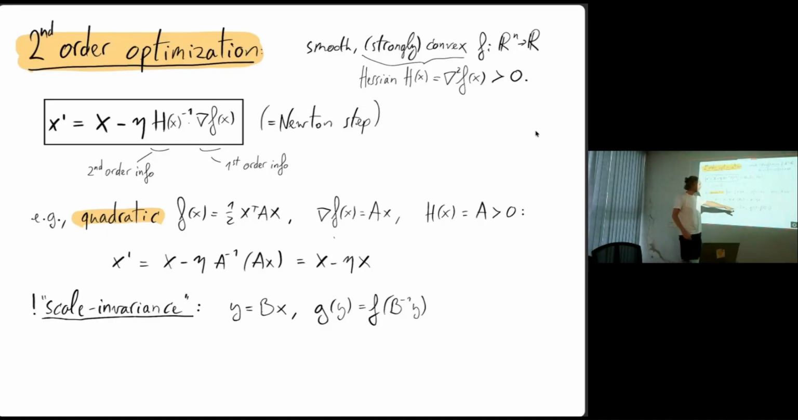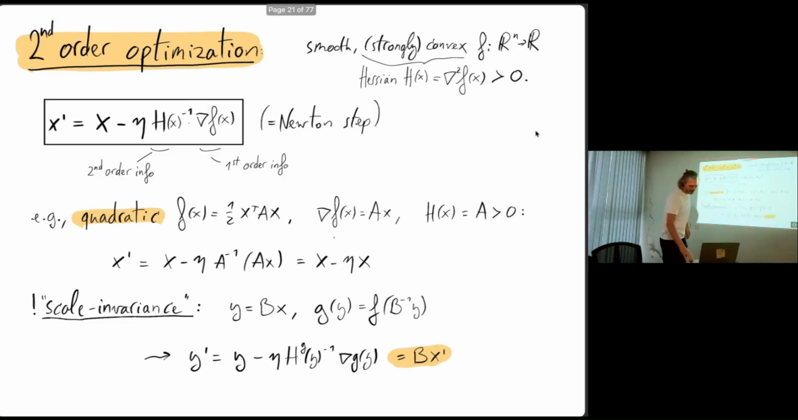So if you did that, take y to be B times x, and you take this new function g of y, then the key property of this Newton step is that taking a Newton step in these y coordinates, you're running the same algorithm. So your algorithm doesn't depend on the coordinates that you chose. And since the condition number is tied to the coordinates that you chose, the runtime of your algorithm won't depend on the coordinates either, and so these condition numbers won't show up.